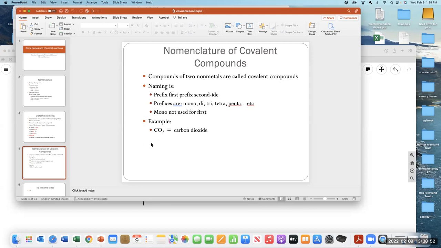They go, oh my God, he wrote mono for the first one. Is monosodium glutamate then a misnomer? No, because glutamate is an ion. Monosodium glutamate, yeah, because that's an ionic compound and we don't use those prefixes for ionic compounds. You're right.